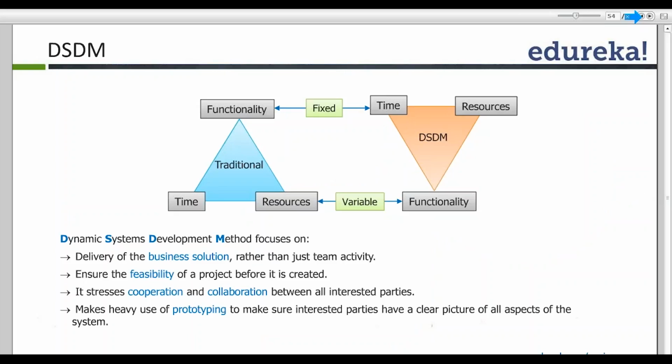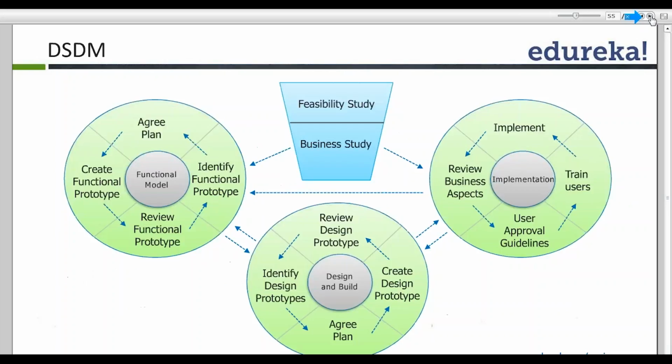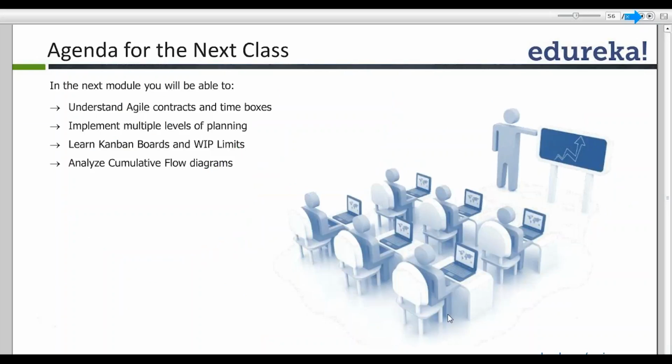Okay, moving ahead. So with this, we have completed this class, and in the next class, it will be interesting for you because you had a lot of questions on agile contracts. We'll be talking about what the contracts in an agile project are, how we implement multiple levels of planning, what a Kanban board and WIP limit are, and what a cumulative flow diagram is. So we'll be having our class tomorrow at the same time.